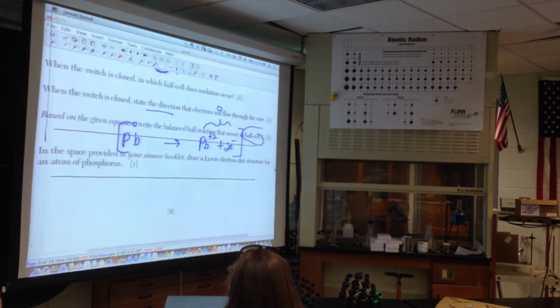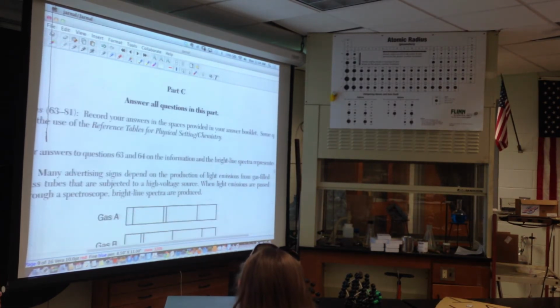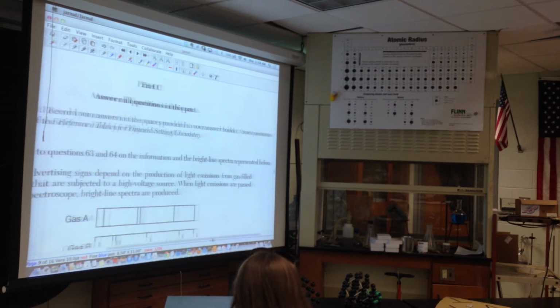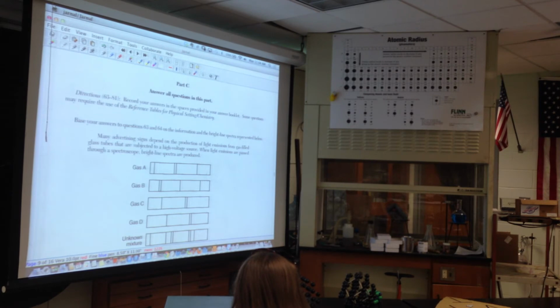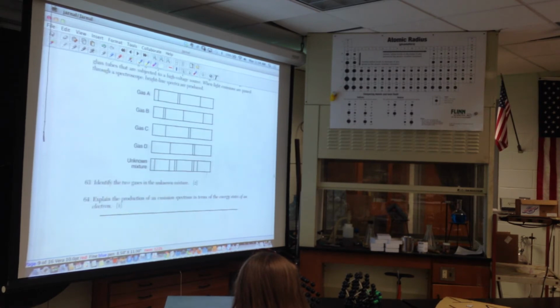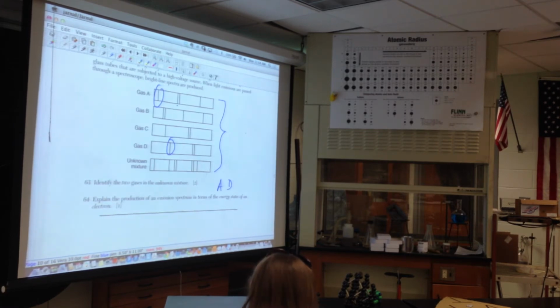All right, moving forward, oh, here comes the blurbs. Part C's. Guess what? You can do what you like, but I tend to say go right to the question. Identify the two gases. Well, these are what? Spectral lines. You guys did this. Who is responsible for this line? Gas A. Who's responsible for this line? Gas D. So you say A and D. You guys did this in class with the gas discharge tubes.